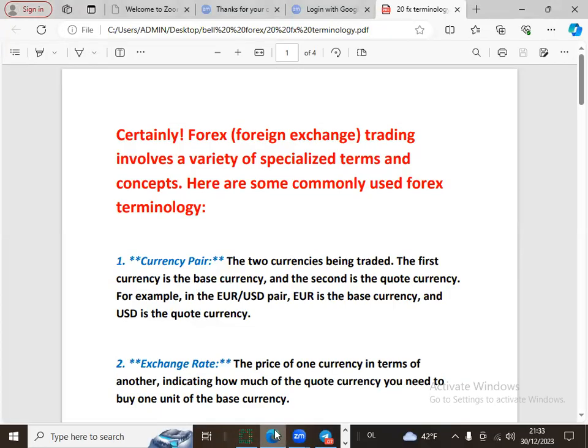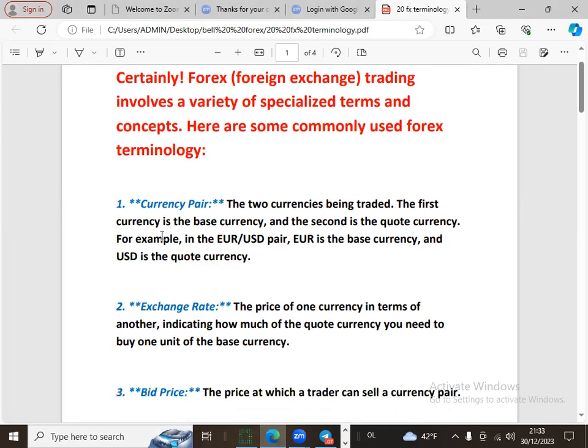Hello guys, welcome to this particular lecture where we are going to be talking about Forex terminology, and we are going to be looking into the 20 most used Forex terminologies. And I believe that you need to know this if you want to become a Forex trader. So let's start with number one.